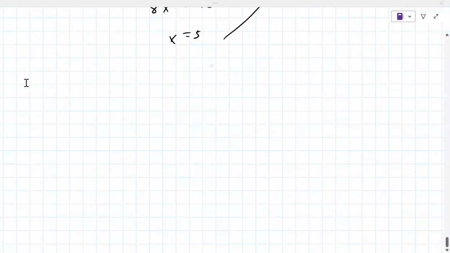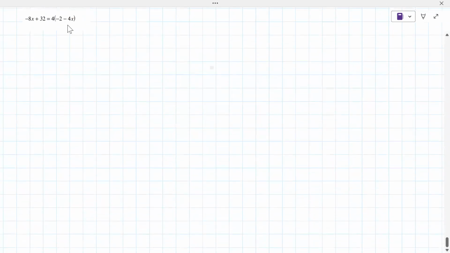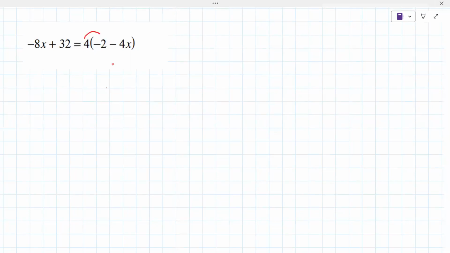Here, same style of problem here. So again, you want to distribute first typically. So this 4 on the right here is going to get distributed in. Yeah, minus 8x plus 32 because 4 times minus 2 minus 4x, you're going to distribute that in. So it ends up being 4 times negative 2 is negative 8.